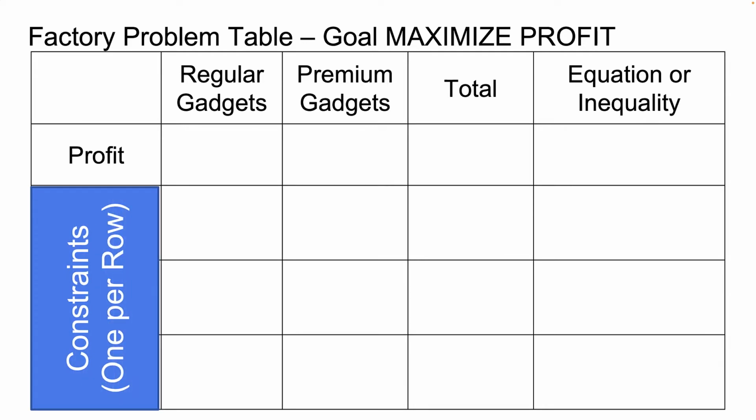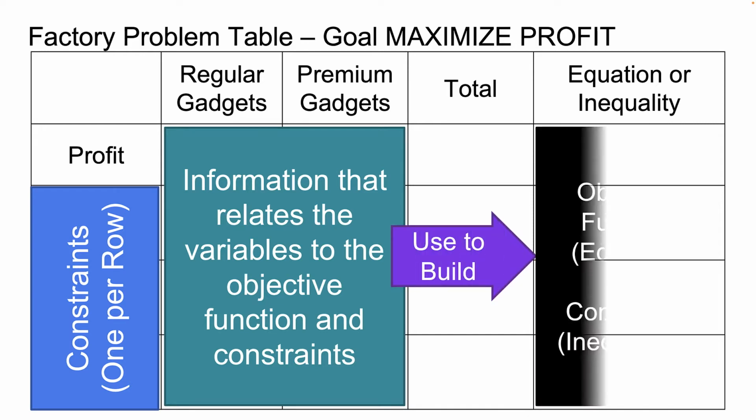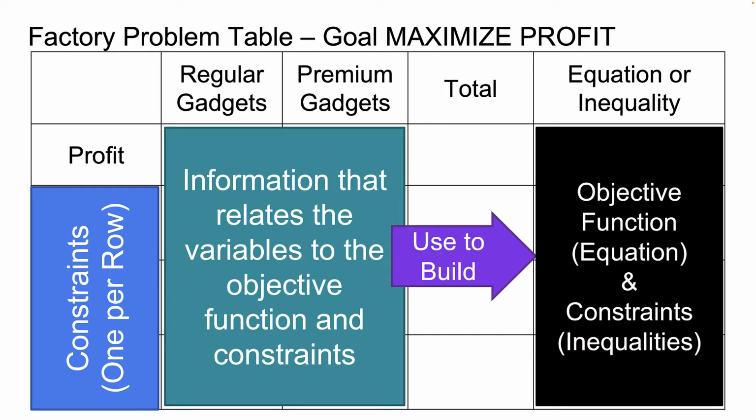In the middle of the table, we're going to write information that relates the variables to the objective function and the constraints. This is so important because we use this information to build the objective function, which is an equation, and the constraints, which are inequalities.